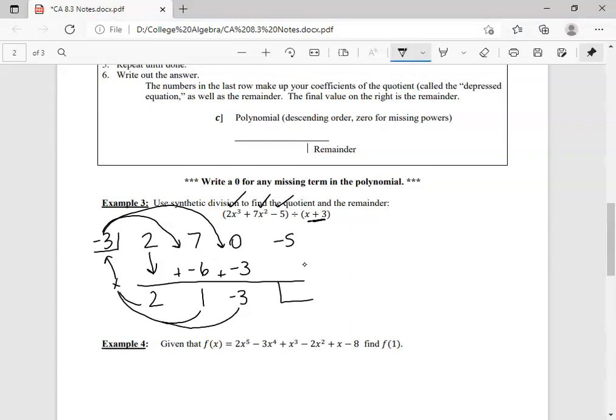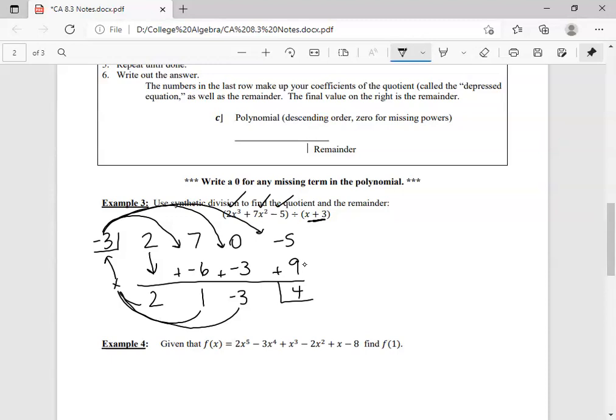We're going to take the -3, go back in the circle, times -3. -3 times -3 is 9. It goes right here. Adding these, -5 and 9 is 4. So we did not get 0. So what that means is x plus 3 is not a factor of 2x to the third plus 7x squared minus 5. It does not go evenly. We did not get a remainder of 0. We got an answer, but it has a remainder.